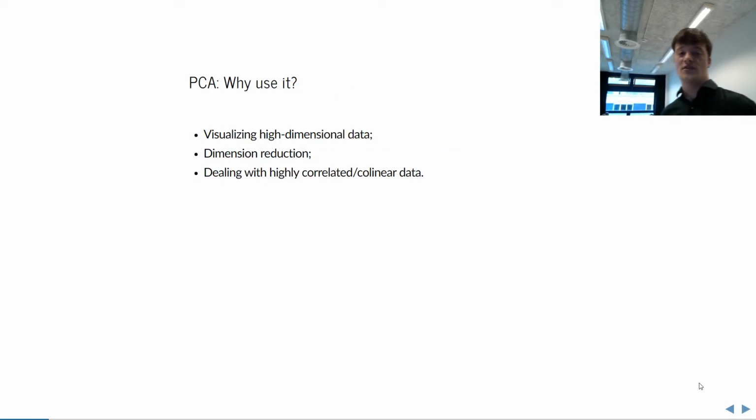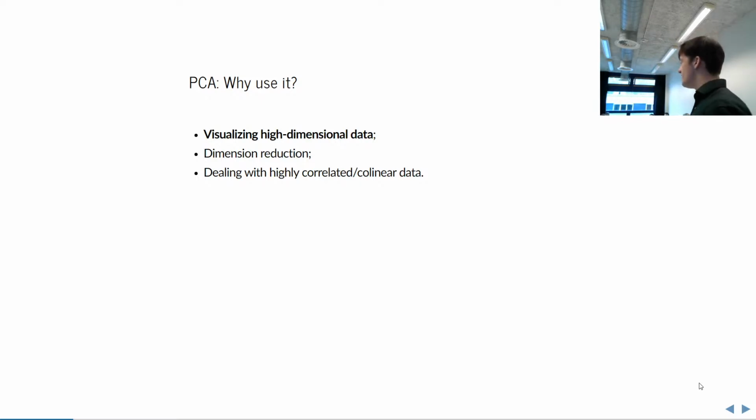Okay, so why would you use PCA? For the purpose of this course, the only thing you have to know is that you can visualize high-dimensional data with it. But you can do many other things with it. You can use it for dimension reduction. So maybe you have 20 variables and you're like, well, can I maybe reduce this to 10 or to 5? Can I use fewer variables for my problem? That can be done with PCA.